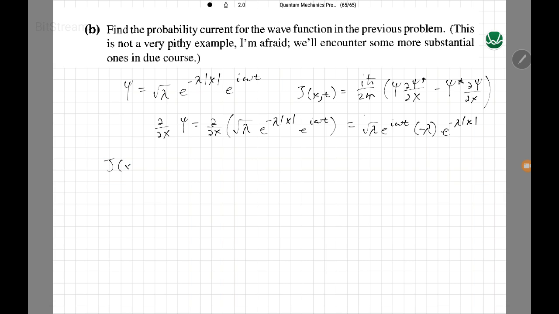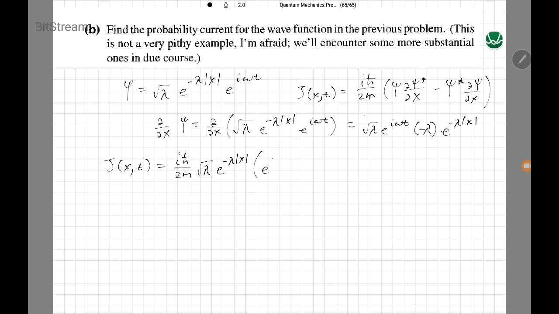So j of x and t equals I h bar over 2m. I'm going to attempt to pull out all these constants, but it's probably going to be a bad idea because I'm sure I'm going to mess up at some point. So psi and the complex conjugate of psi both have square root of lambda, and they both have e to the negative lambda absolute value of x. I'm going to leave the derivatives alone because I'm not going to try to do too much in one step.